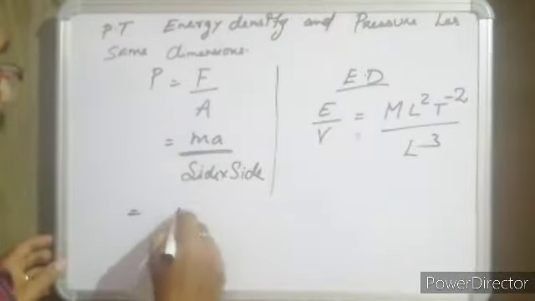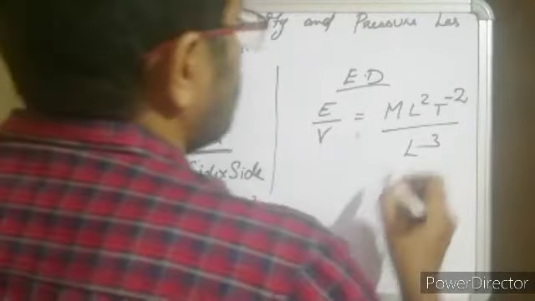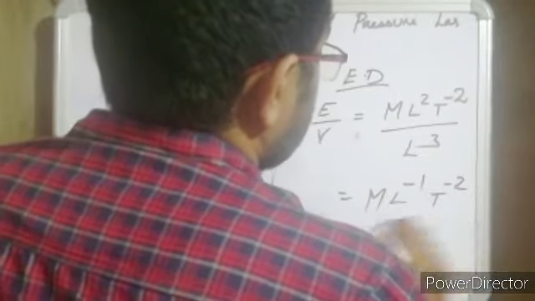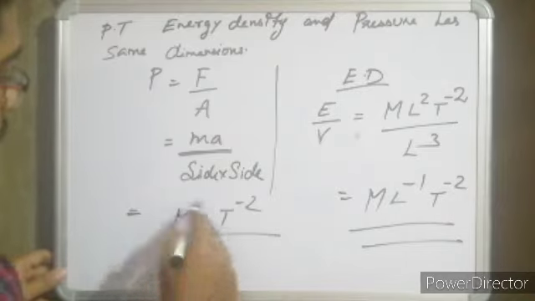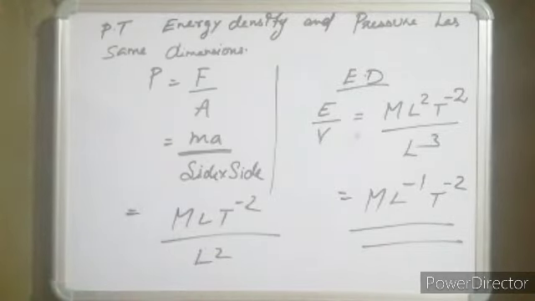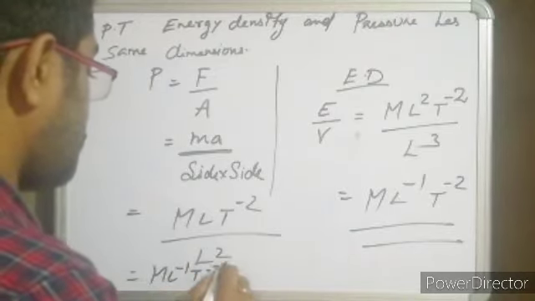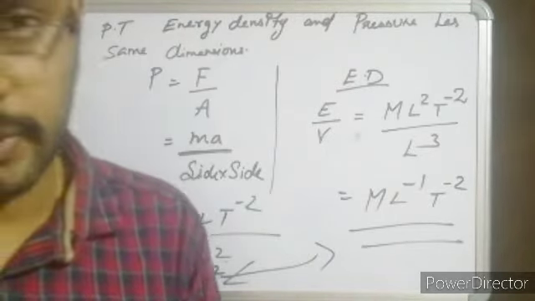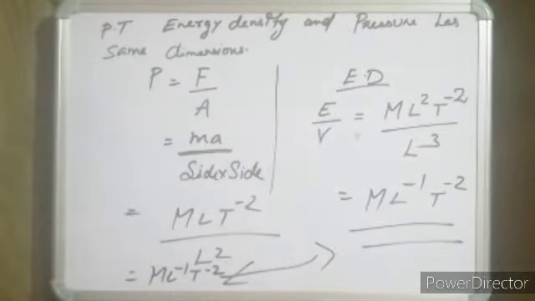So here also, M L T raised to minus 2 divided by L square. On simplification you will get M L to the power minus 1 T to the power minus 2. For pressure also you will get M L to the power minus 1 T raised to minus 2. Both of them are the same. So I can say that the energy density and pressure have the same dimension. Remember, energy density is energy divided by volume.